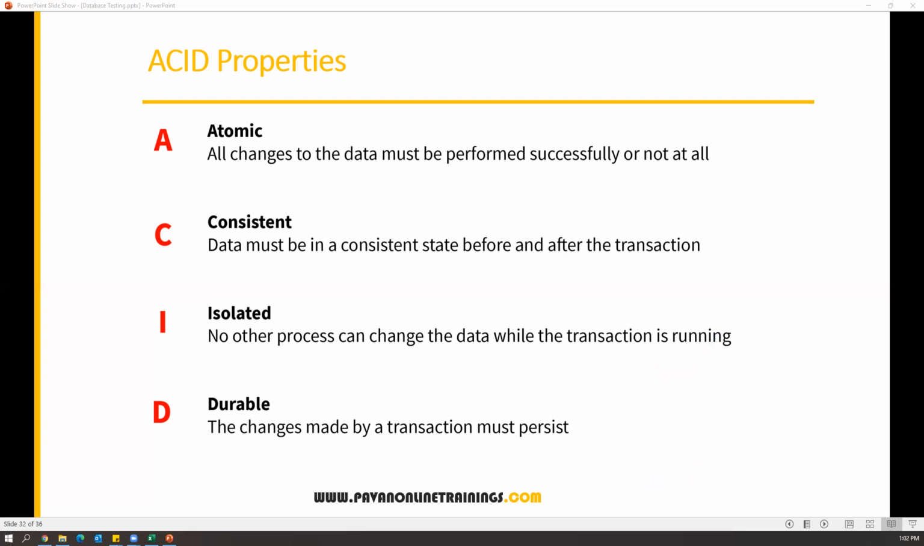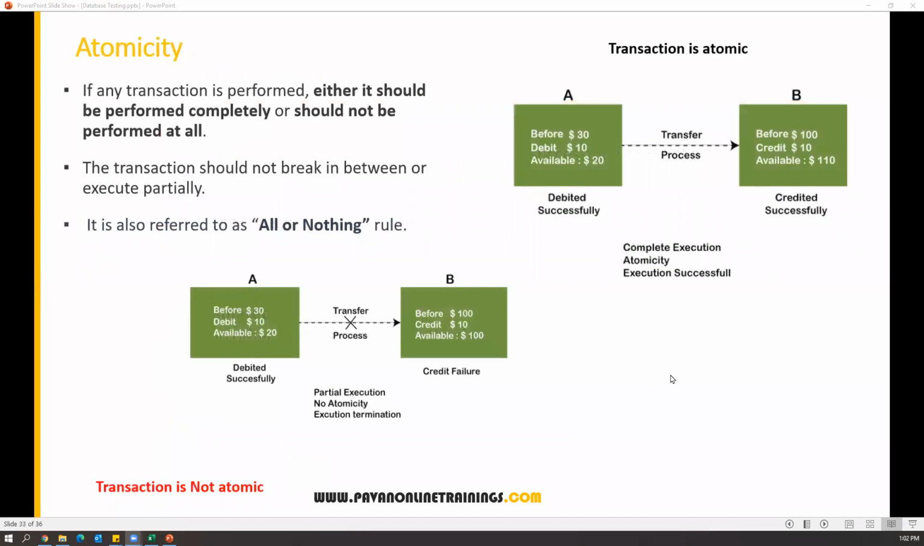Now I'll show you a few more examples of where exactly we use ACID properties. Let's understand by taking a few examples. As I said before, atomicity means that if any transaction is performed, either it should be performed completely or not performed at all. The transaction should not break in between or execute partially. Partial transactions should not be allowed. That's the reason it is also called the all-or-nothing rule.